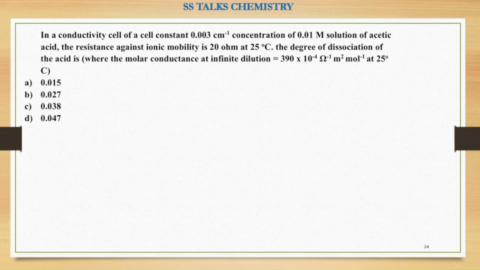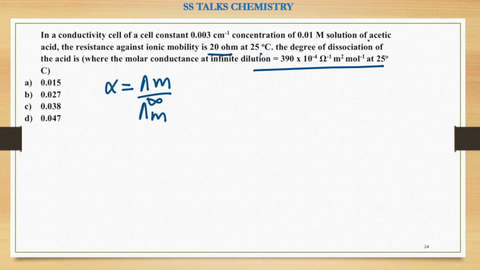Next we have this numerical. It says that in a conductivity cell of cell constant 0.003 centimeter inverse, a solution of this much molar concentration of acetic acid has a resistance of this much at 25 degrees centigrade. The degree of dissociation, the alpha value, you again have to find out, and the molar conductance at infinite dilution is given to us. So alpha we know is lambda m upon lambda m at infinite dilution.